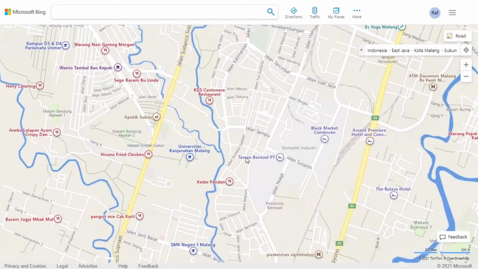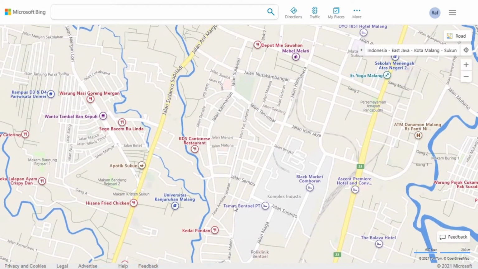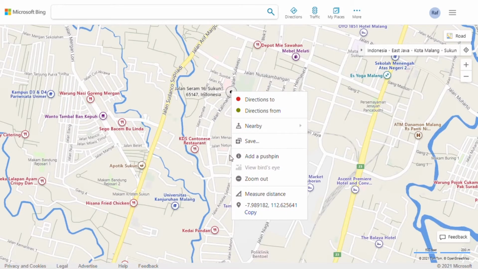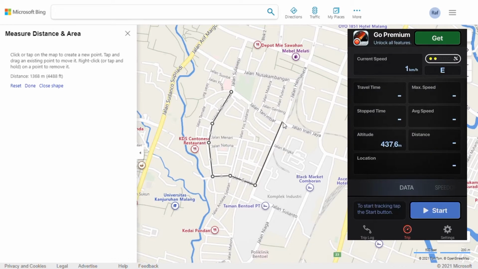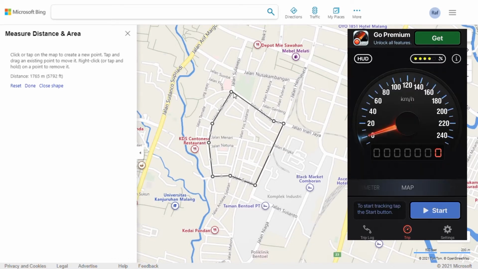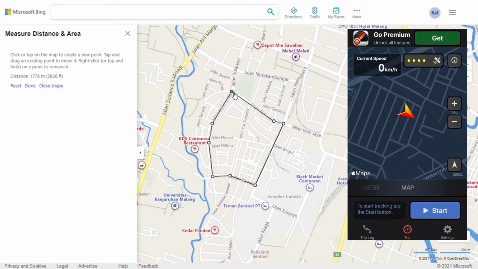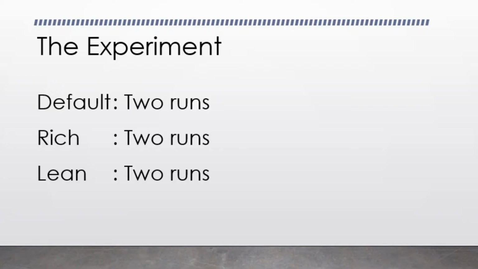The track where the experiment is done has a length about 1.7 kilometers. The distance traveled is measured using GPS speedometer app on phone. The speed during the experiment is retained at 20 kilometers per hour. For the experiment, there are three different configurations: default, rich, and lean, where each configuration will be done twice for the experiment. Now let's see how the experiment went.